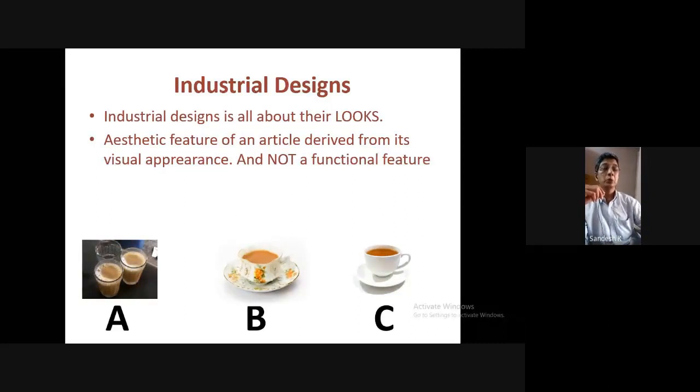You link this to any tradable commodity. In this particular slide, you can place any such products and compare how it looks. That is the only criterion in industrial design registration. It is not bothered which material it is made of, what function it does, or what the purpose is. It has got nothing to do with that. It's only the aesthetic feature derived from its visual appearance and not the functional feature. Industrial design registration is so simple.